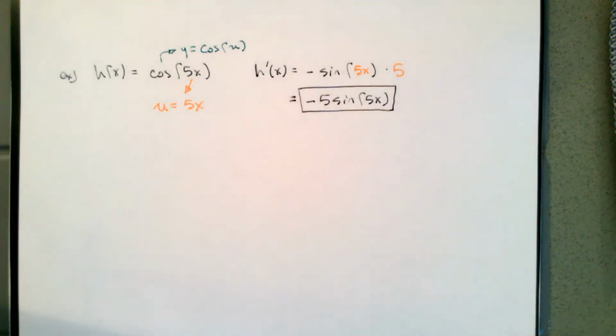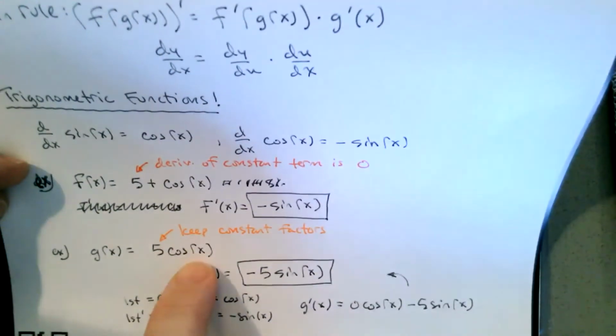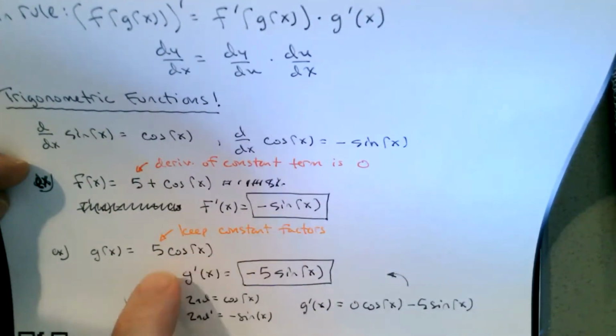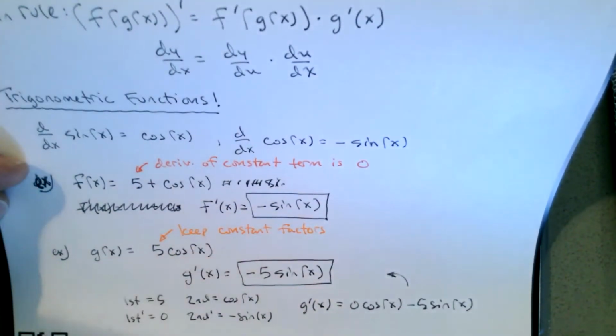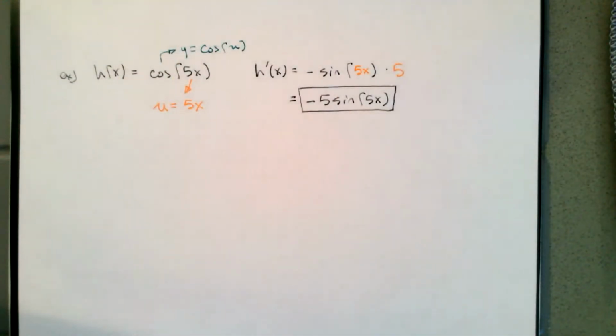In the previous problem, the order of operations was different. In g of x, the order of operations was find the cosine of x and multiply the result by 5. With h of x, the order of operations says first multiply by 5, then find the cosine of the result. So that changed the problem from a product rule to a chain rule, a composition.